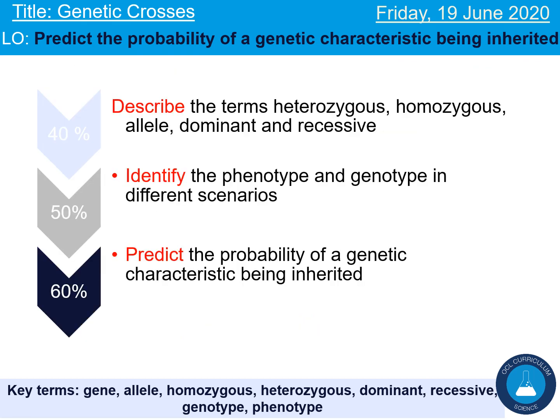So we now reach the end of today's tricky topic video. You should now be able to describe the terms heterozygous, homozygous, allele, dominant and recessive. You'll be able to identify the phenotype and the genotype in different scenarios, and you'll be able to predict the probability of a genetic characteristic being inherited by using Punnett squares.